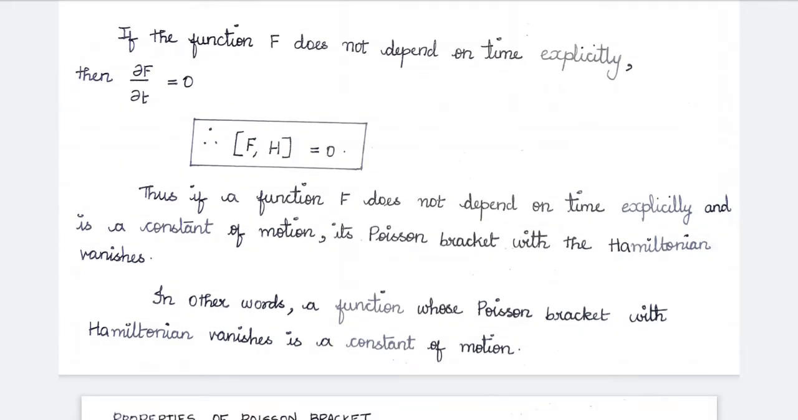So if a function f does not depend on time explicitly and is also a constant of motion, the Poisson's bracket of that function with the Hamiltonian vanishes. Or you can say a function whose Poisson's bracket with the Hamiltonian vanishes is a constant of motion.